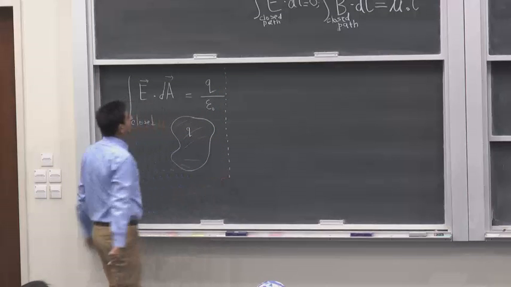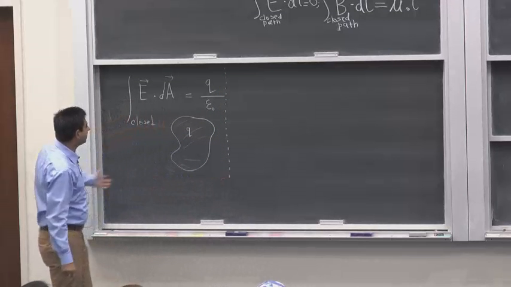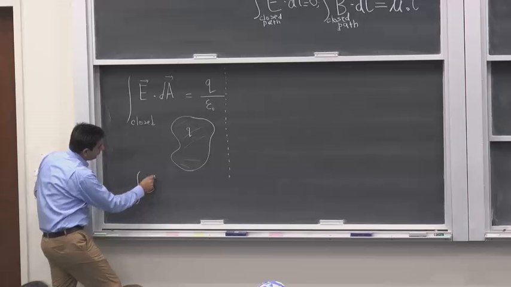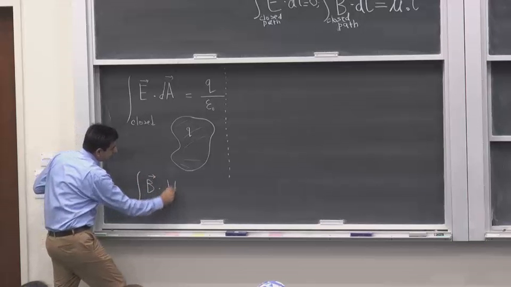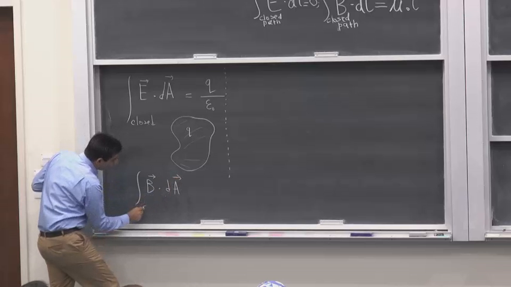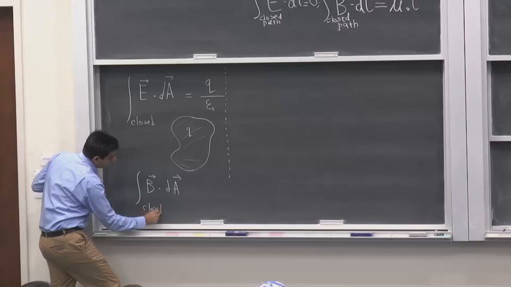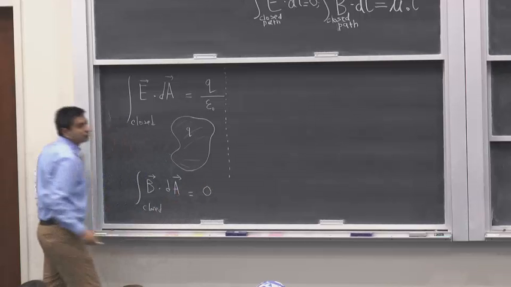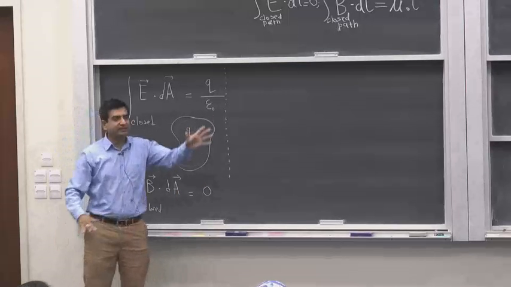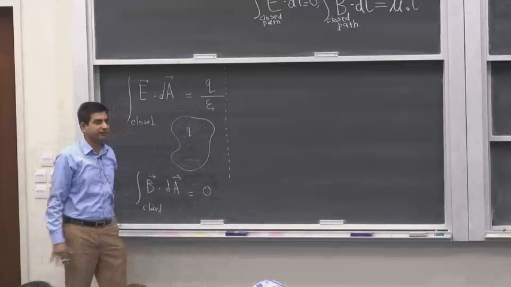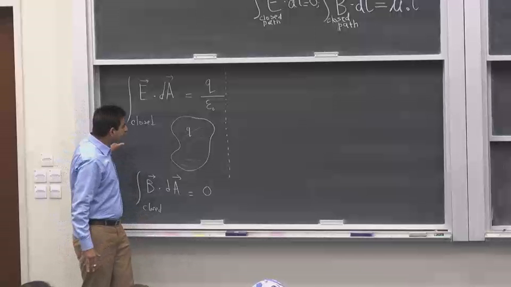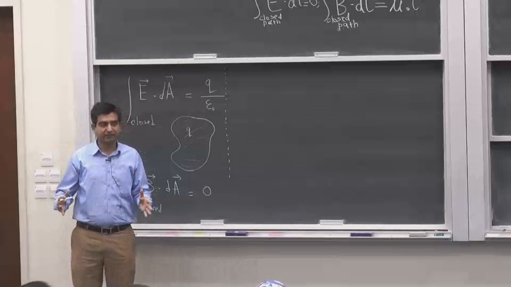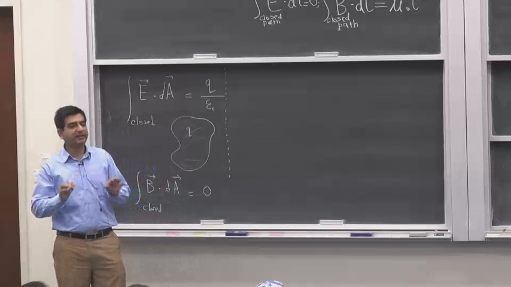The second law that we've seen is that if we were to repeat the same thing for magnetic fields, B dotted with dA over a closed surface equals 0. So magnetic flux can penetrate the surface, but the amount of flux entering the surface has to equal the amount of flux leaving the surface, because there is no such thing as a magnetic monopole.